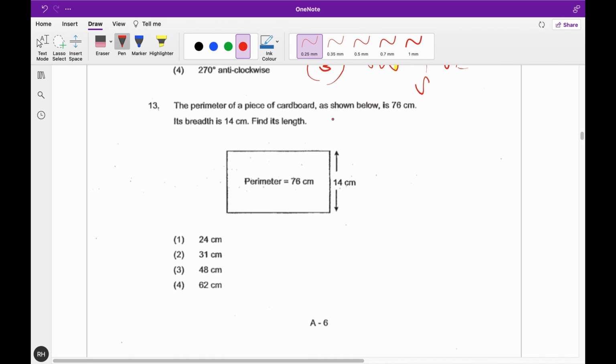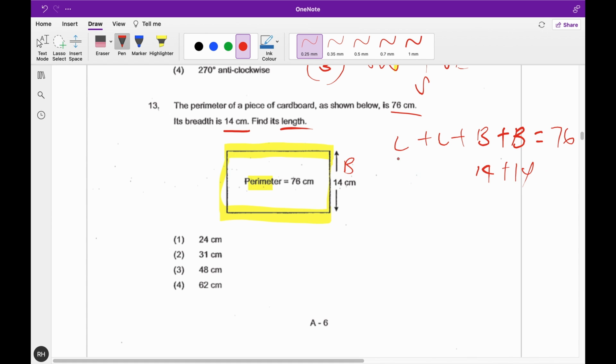Question 13. The perimeter of a piece of cardboard as shown below is 76 cm. Its breadth is 14 cm. Find its length. Alright, perimeter means the fence of the figure. So if we add up length plus breadth, we will get 76 centimeters. We know that this is the breadth. The breadth is 14 and 14. Okay, so length plus 14 will give us 76.